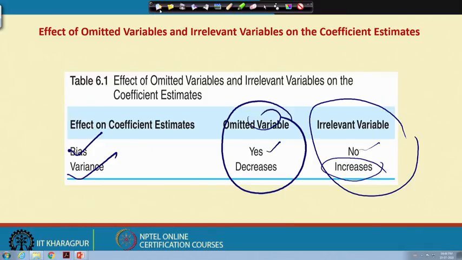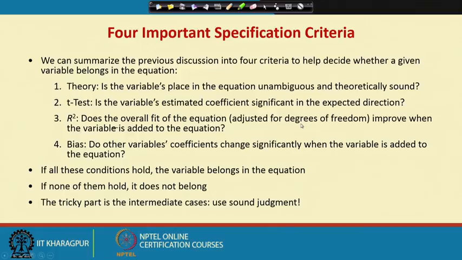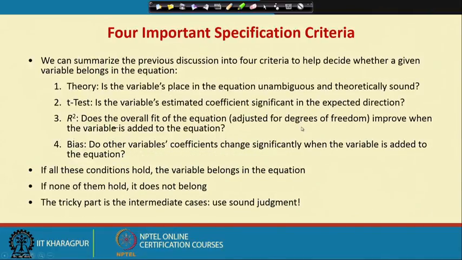So, these are all the cases through which we can get to know the omitted variable case and so on. For important specification criteria, let us summarize whatever we have discussed till now. How do you check misspecification with respect to the under-identification case, where the omitted variables issue arises, and the over-identification case, where irrelevant variables are involved in the process?